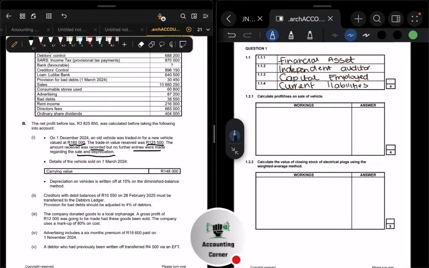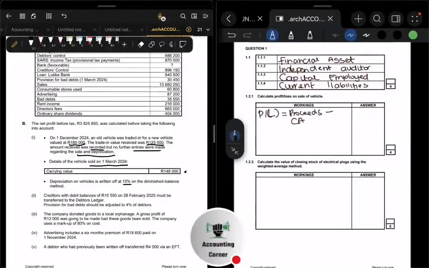The details of the vehicle sold on 1st March 2024. This was the carrying value on the 1st of March 2024. And then we are told depreciation on vehicles is written off at 15% on the diminishing balance method. Now, let's see, this asks us to calculate the profit or loss on the sale of the vehicle. So profit or loss on sale of vehicle, that has to do with your proceeds, meaning the money or the value you are getting for selling this asset, minus the carrying value of the asset at the date of sale. So we need to know our proceeds and we need to know our carrying value at the date of sale.